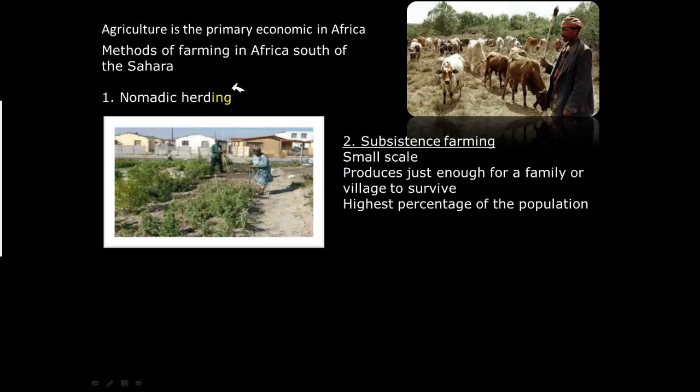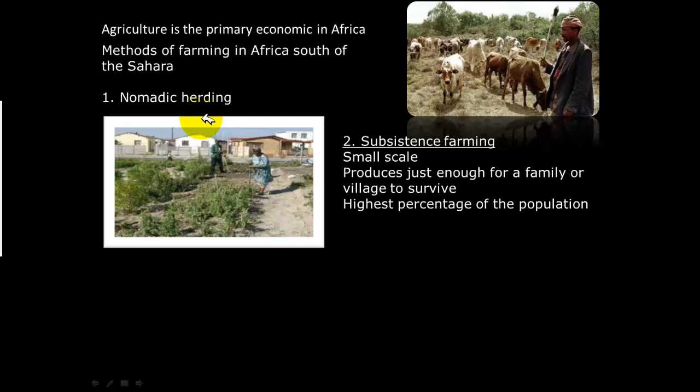The first one is nomadic herding, which is represented by this picture. It's just what you think about really since ancient man. You're moving, you're herding sheep, you're herding goats, those things. Really the type of farming that people have been doing, nomadic herding, for thousands of years.